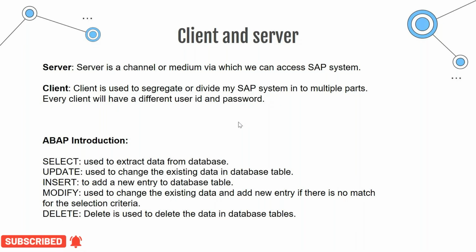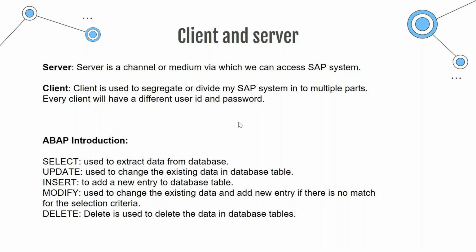So the first command is select. As the name says, what does select mean in English? The definition of select means get. Correct? Select is get. It is used to get the data from the database. Selecting is getting, so it will extract the data from the database. If I write a select command in the program, then it will extract the data from the database. That is select. Done.